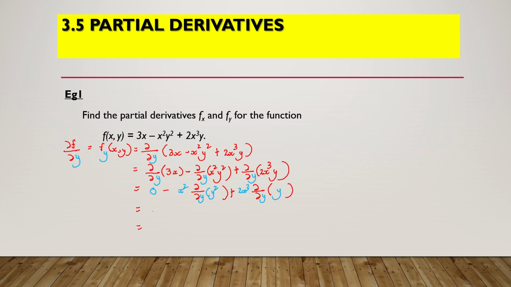Del del y of y is 1, so you have 2x cubed. Minus x squared times del del y of y squared, you get 2y. So the answer is 2x cubed minus 2x squared y. So this is fy, or del del y. Any questions here?